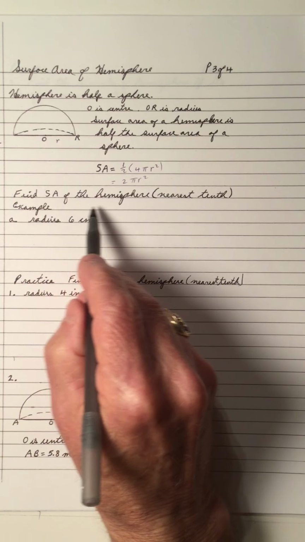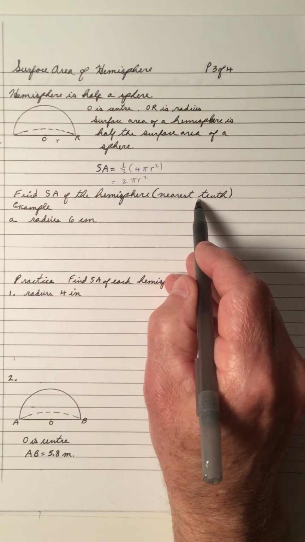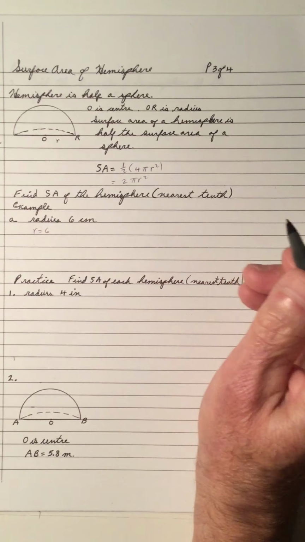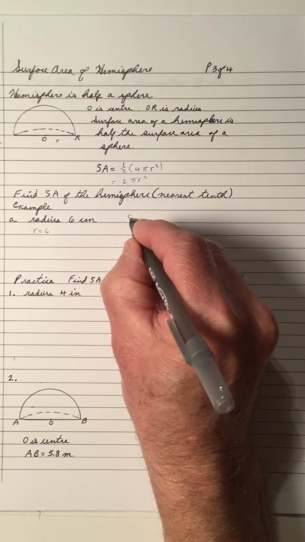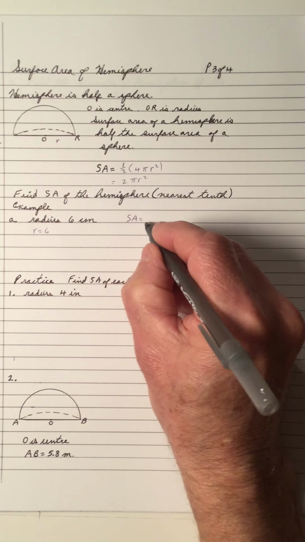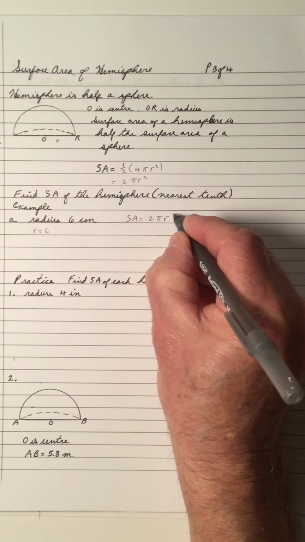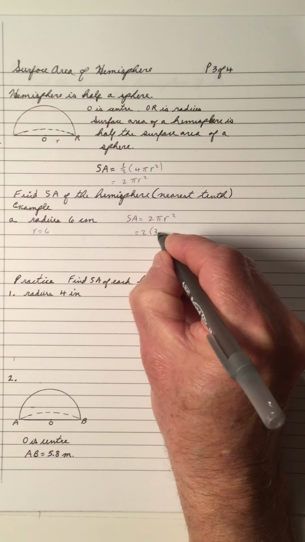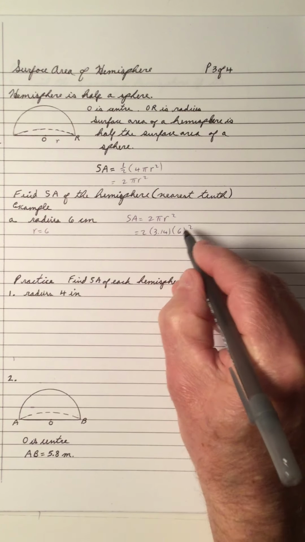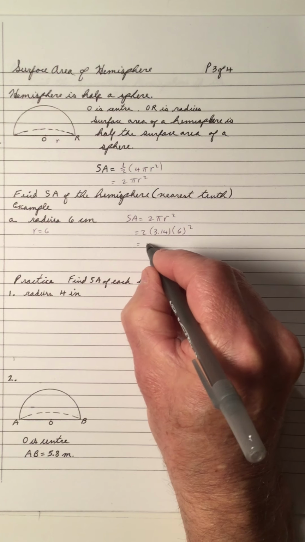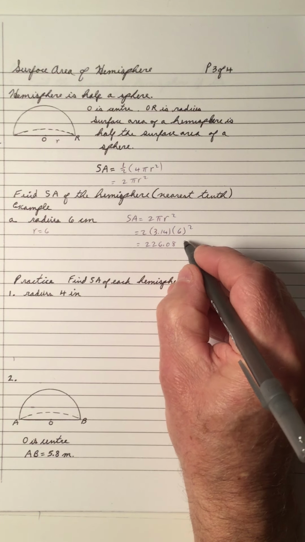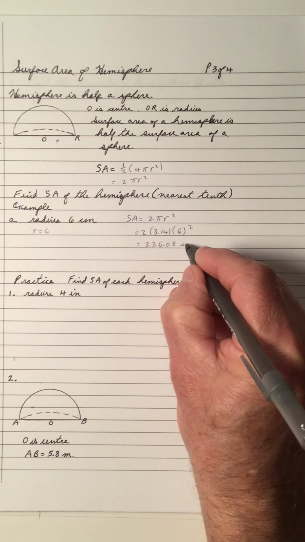Okay, find the surface area of a hemisphere. Let's work some examples out to the nearest tenth. The radius is 6, so r is 6. The surface area of a hemisphere is half a sphere, so it's 2 pi r squared. So it's 2 times 3.14, and the radius is 6, so 6 squared. Work that out with a calculator and you get 226.08, and that's centimeters, so it's square centimeters.